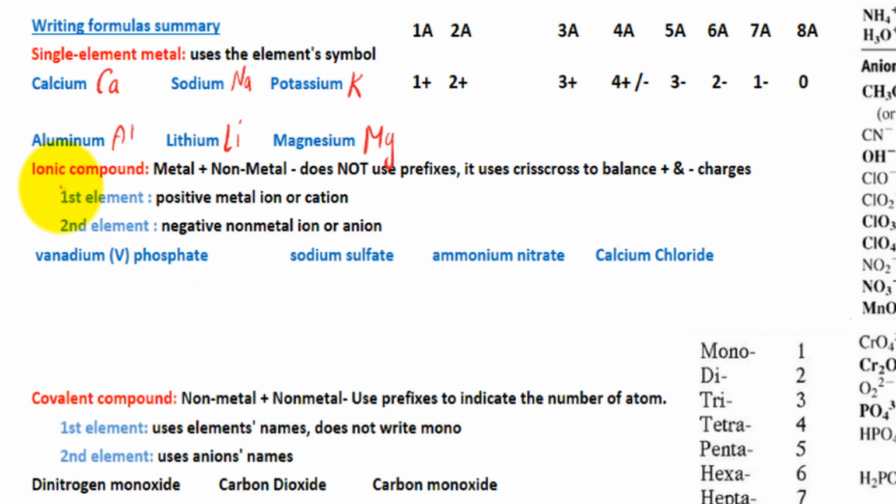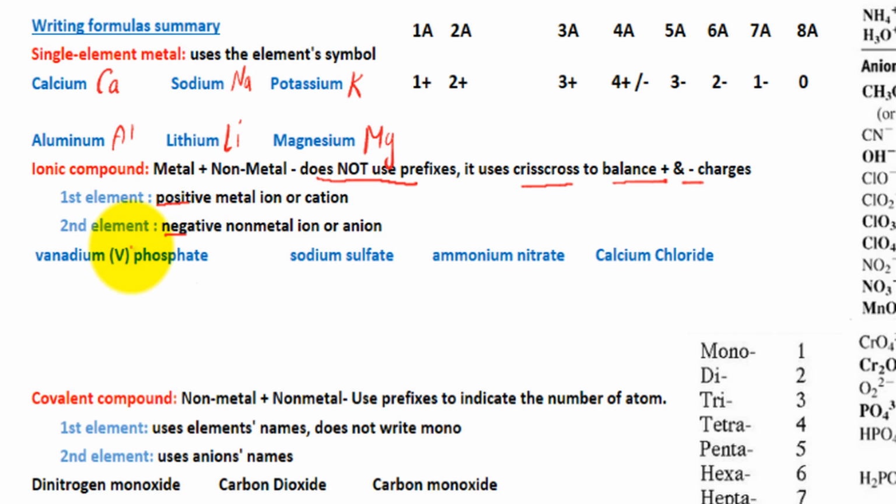Another common type of substance that you are going to see is an ionic compound, which consists of metals and nonmetals. Now, ionic compound naming does not use prefixes, so we have to use the crisscross method to balance the positive and the negative charge. In this case, when naming an ionic compound, the first element is always the positive metal, and the second element is always the negative.